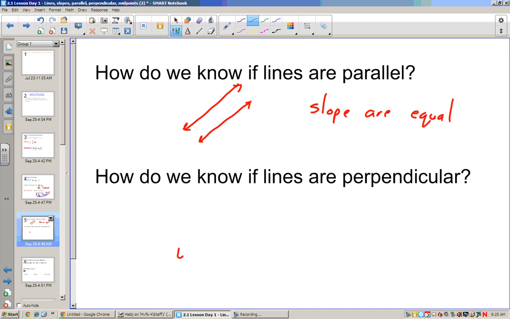Now perpendicular means 2 lines cross at 90 degrees. So these are not equal slopes. This is a positive and this is a negative. And the slopes are also reciprocals of each other. So we can say slopes are opposite reciprocal.